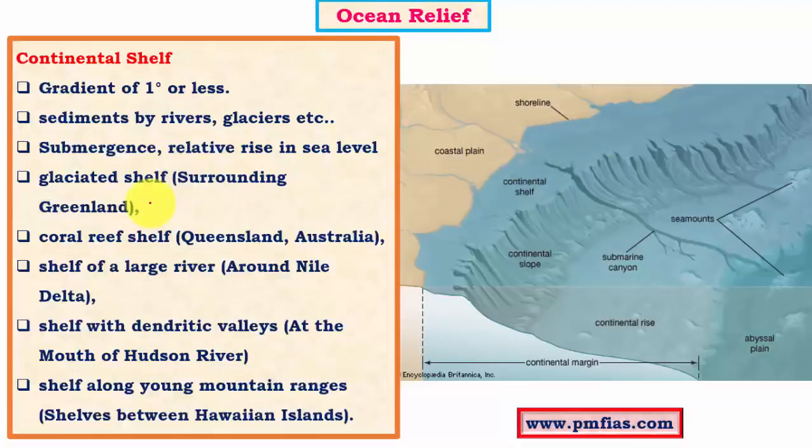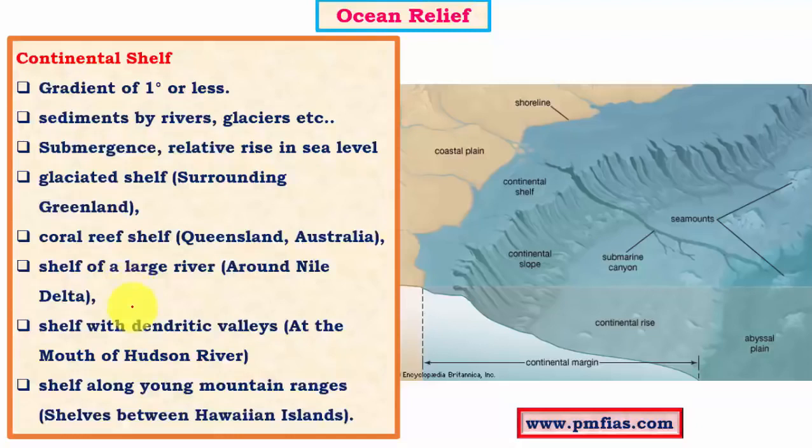For example, we have glaciated shelf like in Greenland, and the shelves over there are formed because of the deposits brought down by the glaciated region. And then we have coral reef shelf, like the Great Barrier Reef to the northwest of Australia, which is an example of a coral reef shelf, where the shelves are occupied by coral reefs. And then we have deltaic shelves like the shelf of the Nile River. Here the shelf is formed mainly because of the deposits brought down by the Nile River.